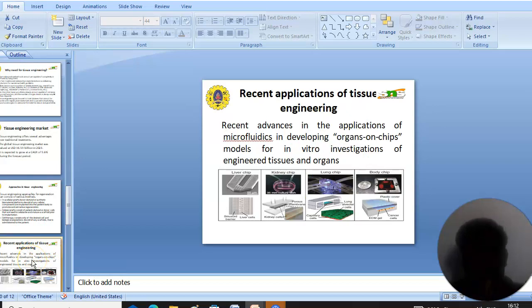The recent applications of tissue engineering are liver chip, kidney chip, lung chip, and body chip.